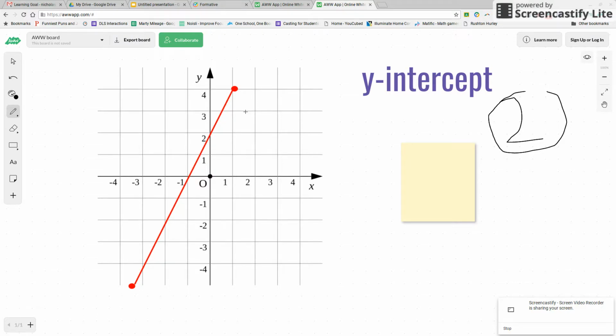Now, sometimes you're going to get some curved lines or lines that zigzag back and forth. Some functions kind of do that. And so there might be more than one y-intercept for some lines. But for a line that just crosses once, it's where it crosses over.